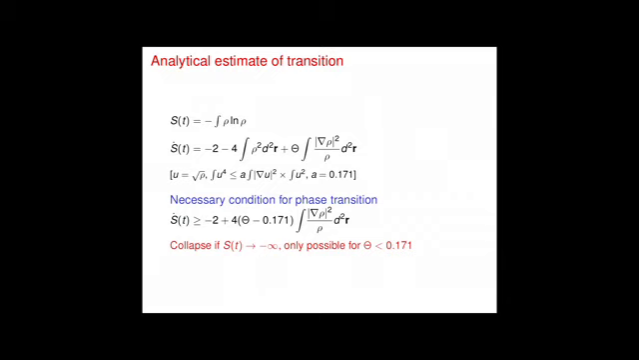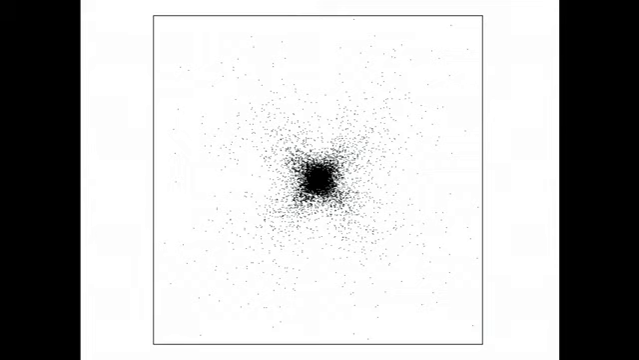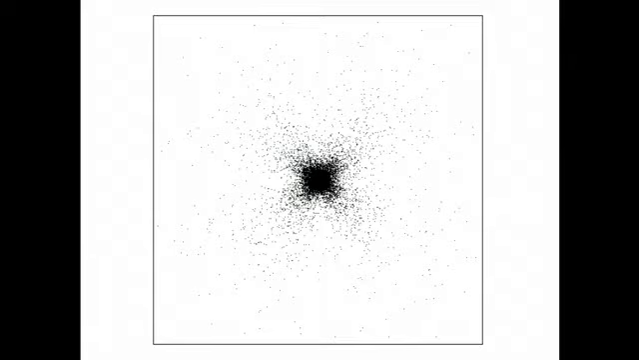So let's see, first of all, I can show you a simulation. In the simulation we have done, we have discretized the Smoluchowski equation, and we have used n-body simulation, molecular dynamics simulation. We start from some initial condition, and the system looks like this. It forms this kind of structure with a cross.